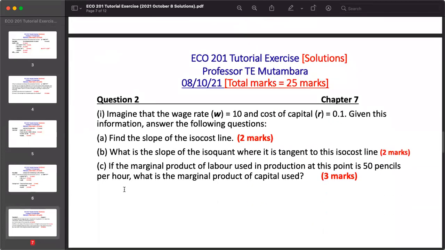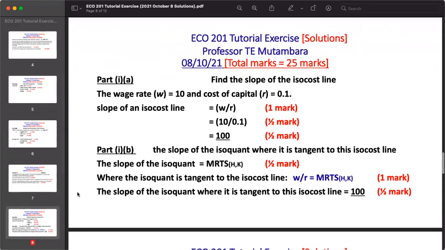Then for the next one, you have the following wage rate, the following cost of capital. Find the slope of the isocost line. What is the slope of the isoquant and where is it tangent to the isocost line? Then if the marginal product of labor used in this production at this point is 50 pencils per hour, what is the marginal product of capital used? Let's look at each question. You have your wage rate, you have your cost of capital. The slope is your wage rate divided by your cost of capital, and this is 100.